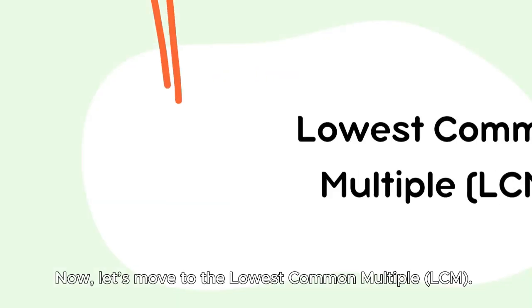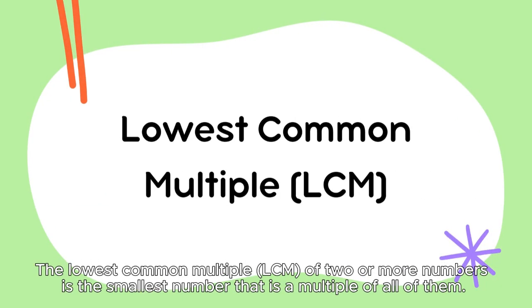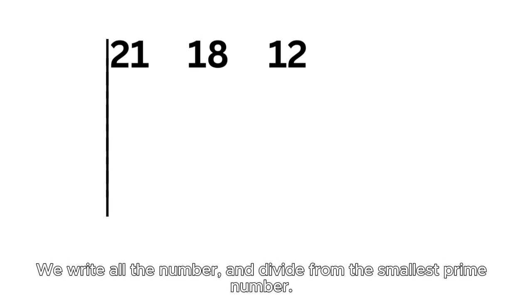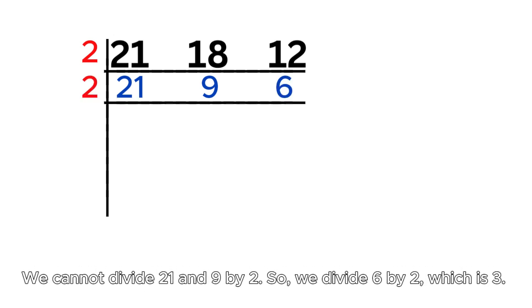Now let's move to the lowest common multiple, LCM. The lowest common multiple, LCM, of 2 or more numbers is the smallest number that is a multiple of all of them. For example, what is the LCM of 21, 18, and 12? We write all the numbers and divide from the smallest prime number. Let's divide the numbers by 2. Since we cannot divide 21 by 2, we just leave it. So 18 divided by 2 is 9, and 12 divided by 2 is 6. We cannot divide 21 and 9 by 2, so we divide 6 by 2, which is 3.